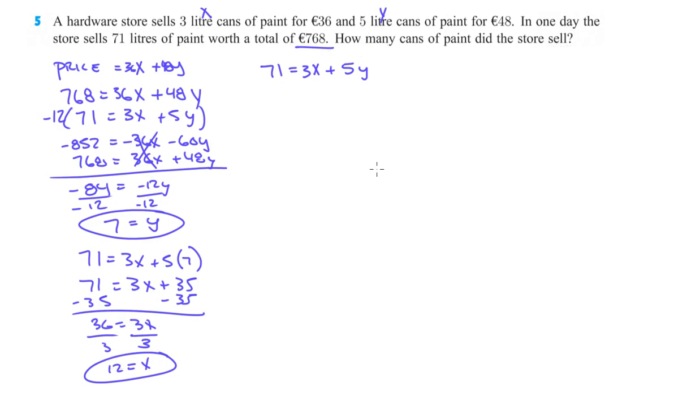How many cans of paint did the store sell? 7 plus 12 is 19 total cans.